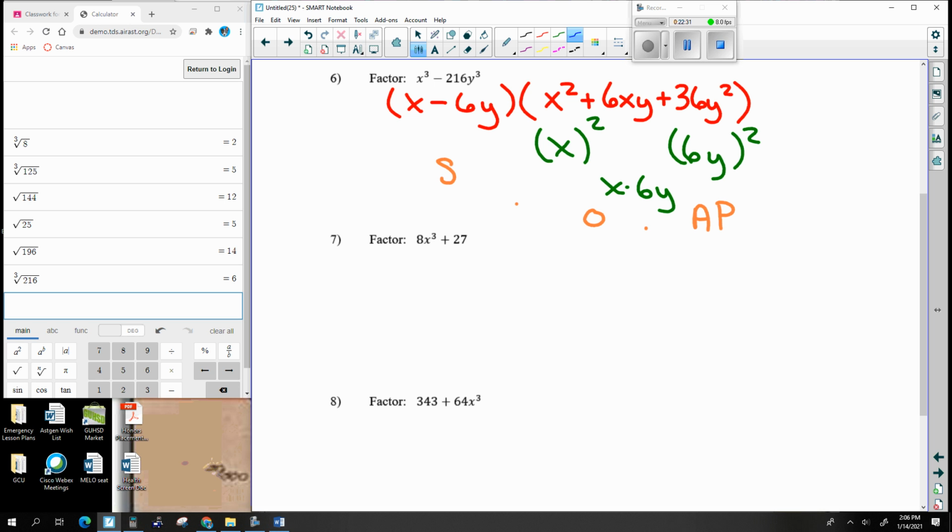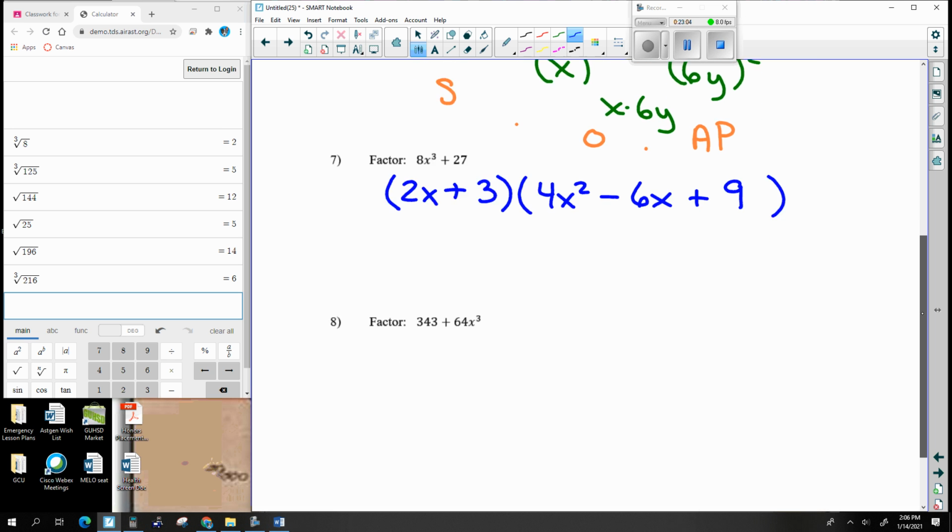Okay, again, cubes. So this is a 2x and a 3. Square out. So that's going to be a 4x squared and a 9. Multiply to the middle. 2x times 3 is 6x. It's going to be the same, which is a plus. Opposite of that is a minus. And then this last one is always positive. Same, opposite, always positive.